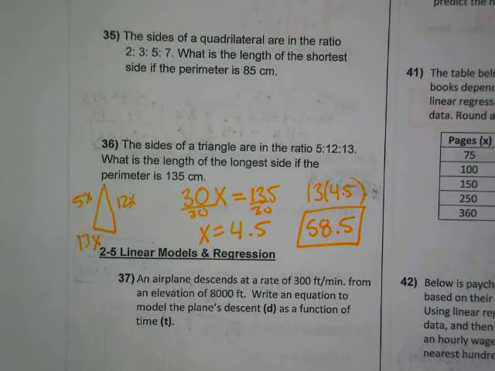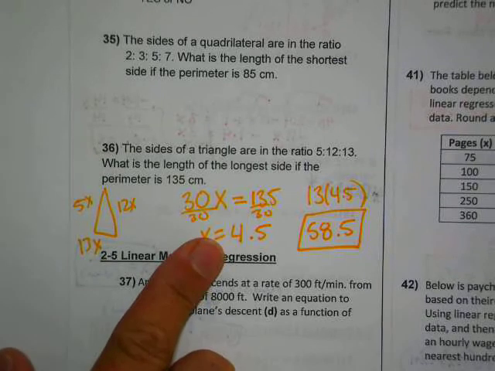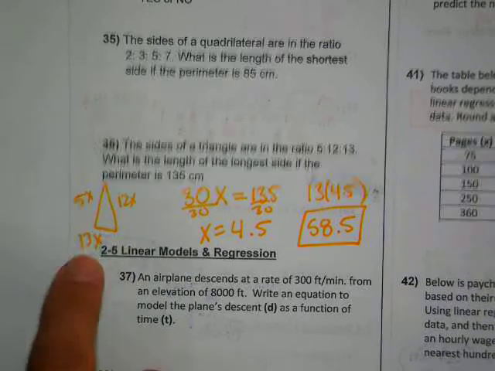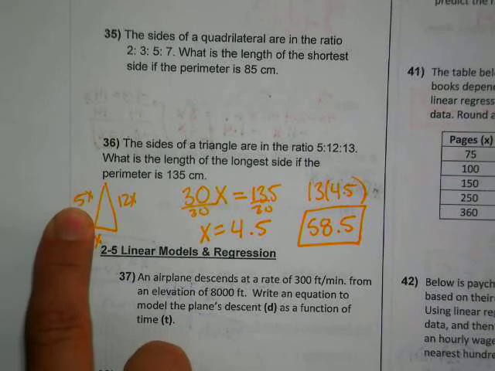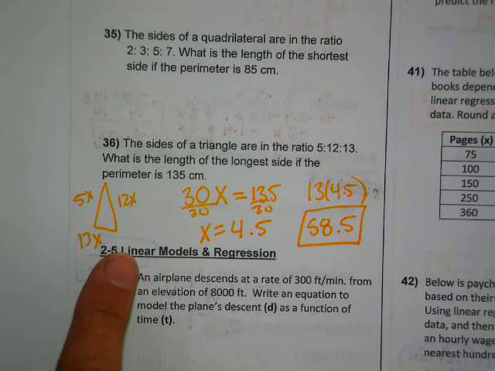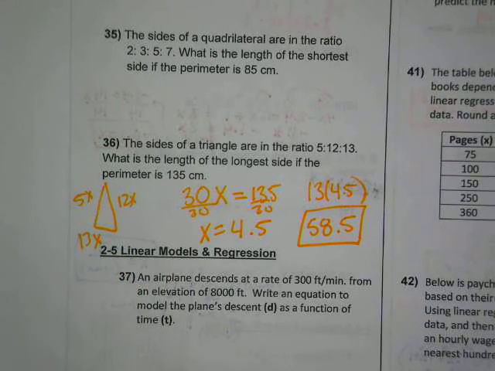How'd you get 4.5? 135 divided by 30. I got 9 over 2. It reduces to 4.5. How'd you get 30? 13 plus 12 plus 5 is 30. Does that make sense? How do you reduce? Okay. Yellow button, enter.